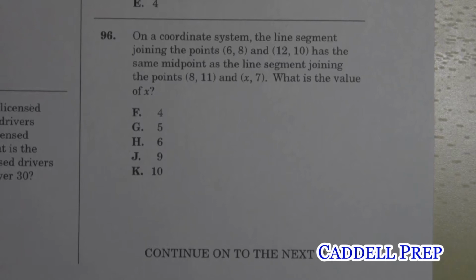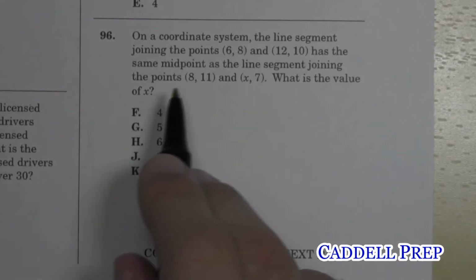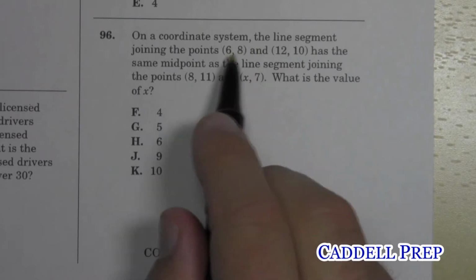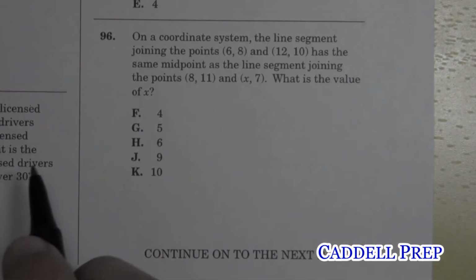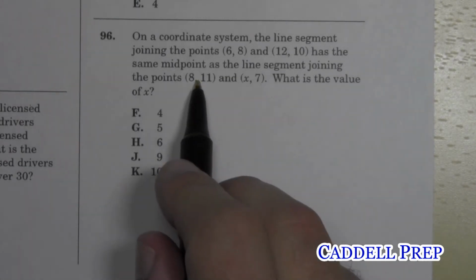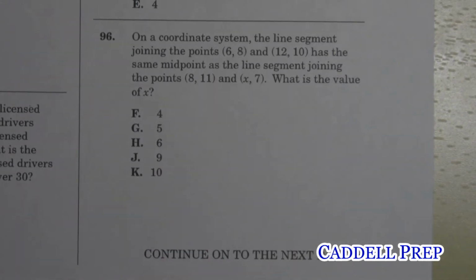Question 96. On a coordinate system, the line segment joining the points (6, 8) and (12, 10) has the same midpoint as the line segment joining the points (8, 11) and (x, 7). What is the value of x? So the midpoint of the line segment that starts here and ends here is the same as the midpoint of the line segment that starts here and ends at this point.